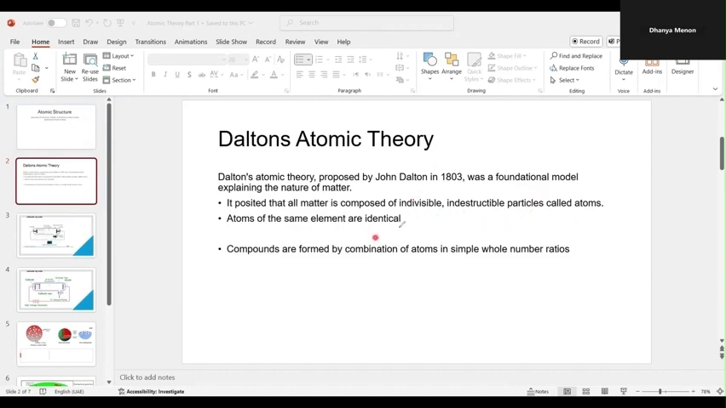Okay, so again, then he said that atoms of the same element are identical. Now we have the discovery of isotopes and isobars, which has proved this wrong. So Dalton's atomic theory was valid for a few years, and after that, when new discoveries came up, these postulates were proved wrong. Some of the postulates were proved wrong.